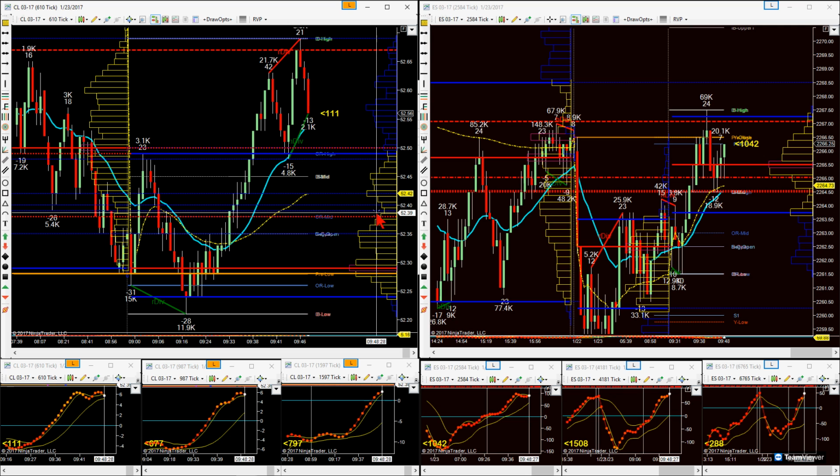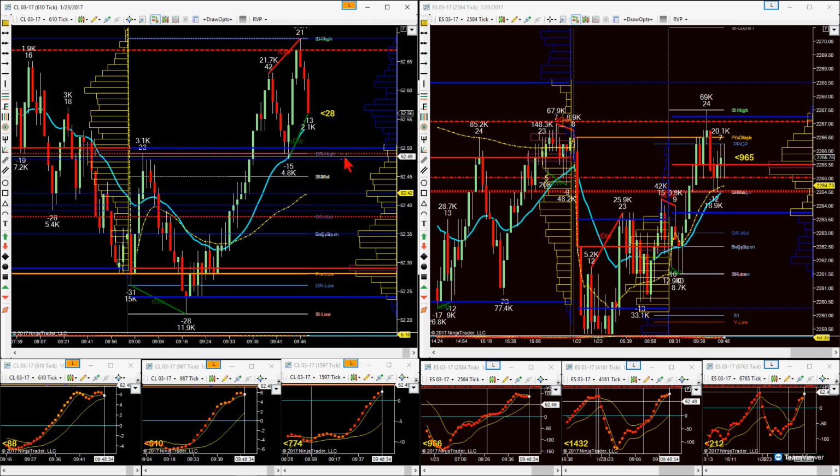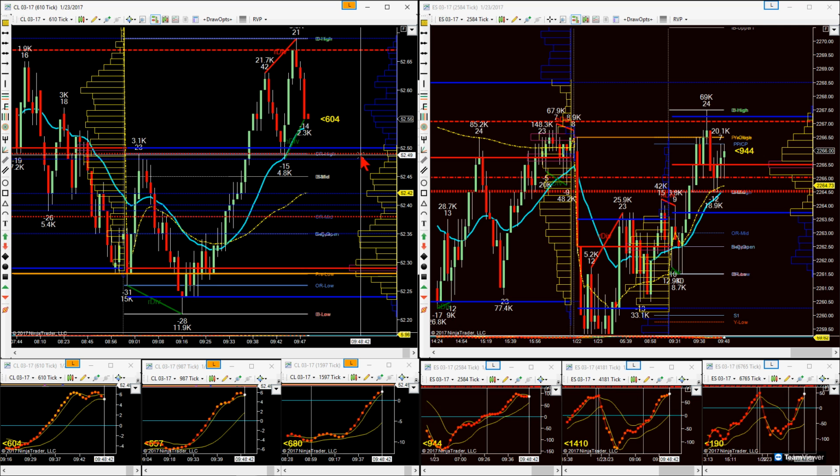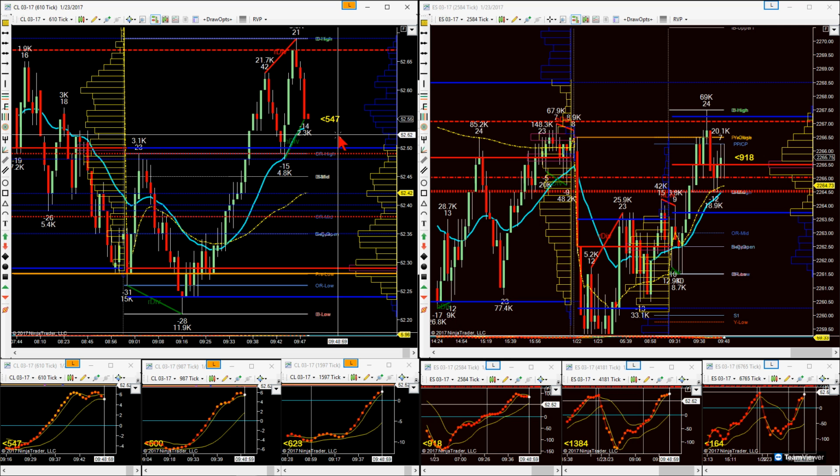Let's see if we come back again and test that 5250. Opening range high, overnight VPOC level here. And I'm actually going to be heading out a few minutes earlier today than normal, so I am paying attention to the time.